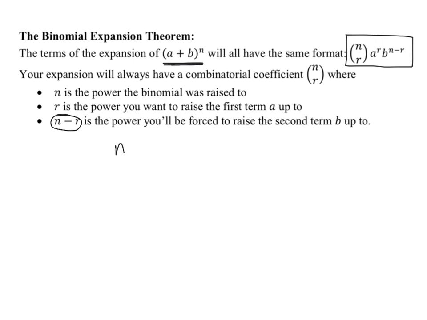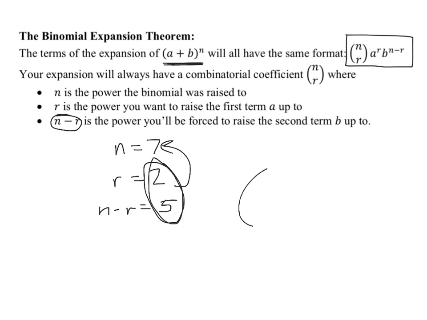So for instance, if we're working with a situation where n is 7, and I need r to be 2, automatically n minus r is going to be 5. It's going to be the other part of the number that lets me get my complete 7. So anytime we're doing these problems, remember that there's always going to be your combinatorial coefficient, your first term raised to a power, and your second term raised to the rest of the power that we have left.